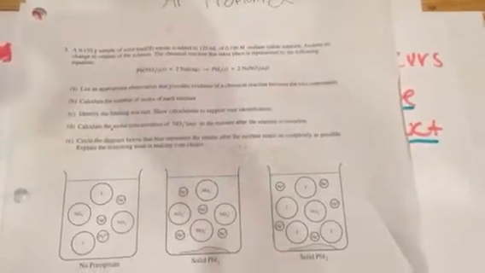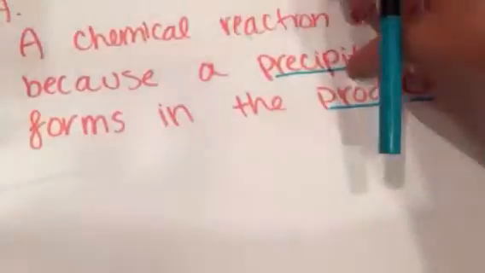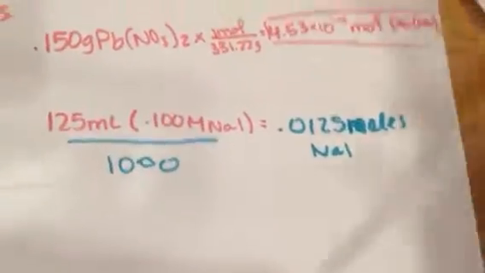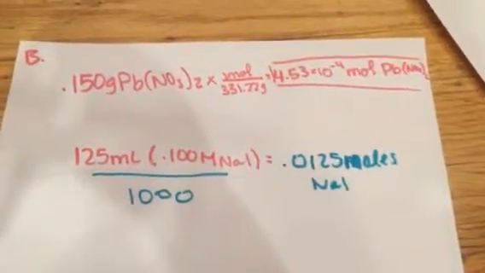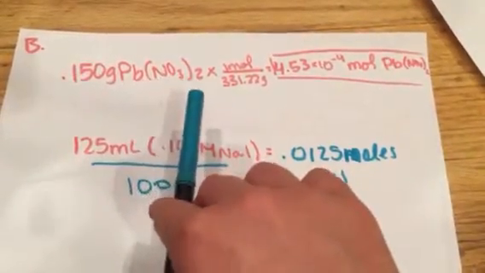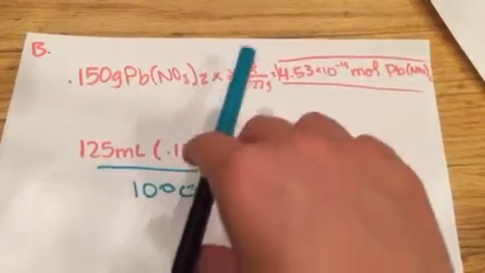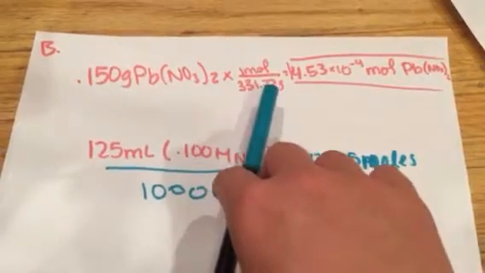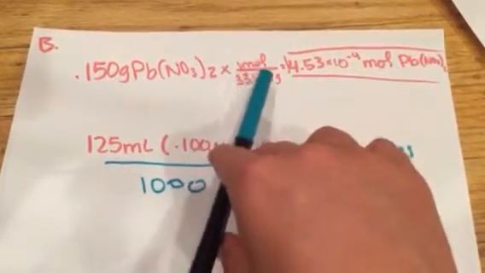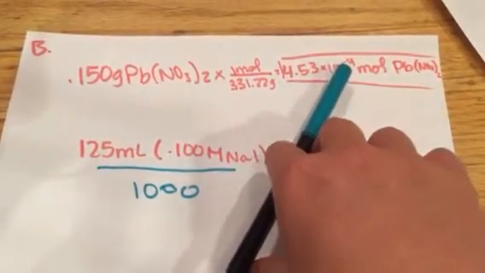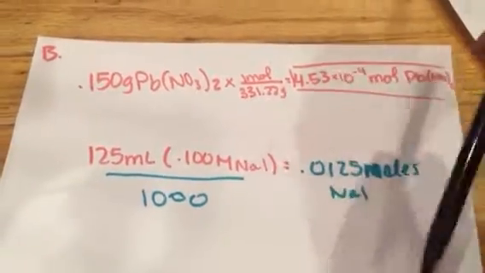Alright, so now part B asks us, calculate the number of moles in each reactant. Part B right here. So, we're going to start off by taking the 0.150 grams of Pb(NO3)2 that they give us in the question. We're going to convert it into moles. So we find the molar mass of Pb(NO3)2, which is 331.22 grams. We're going to put 1 mole on top so that we convert it, and that is going to give us 4.53 times 10 to the negative 4 moles of Pb(NO3)2.